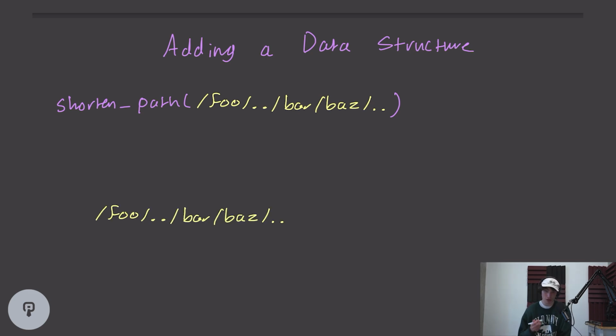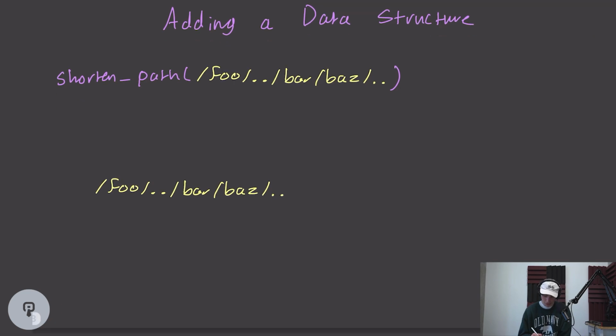We start with the root directory because this is an absolute path, and then we go to foo. We can see there's a parent directory. So the parent directory we can see is coming right after foo, so we can cross both of these out.